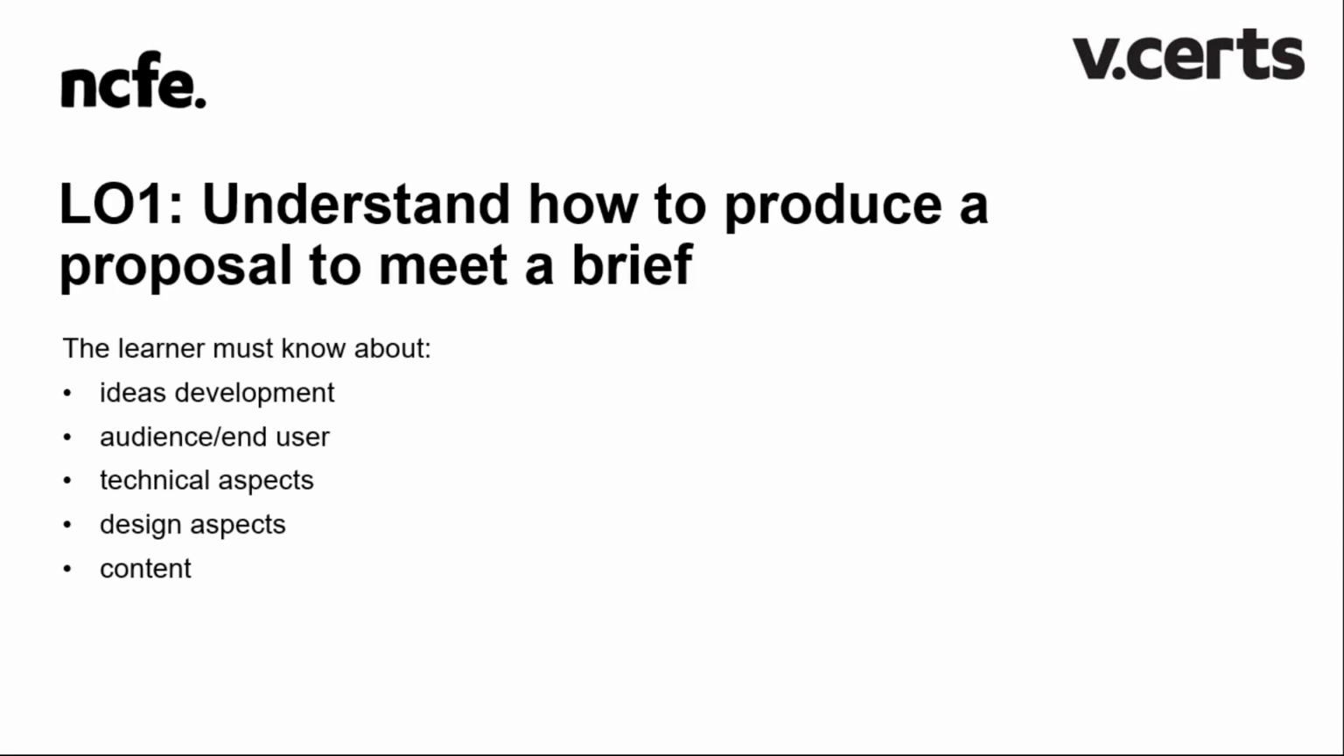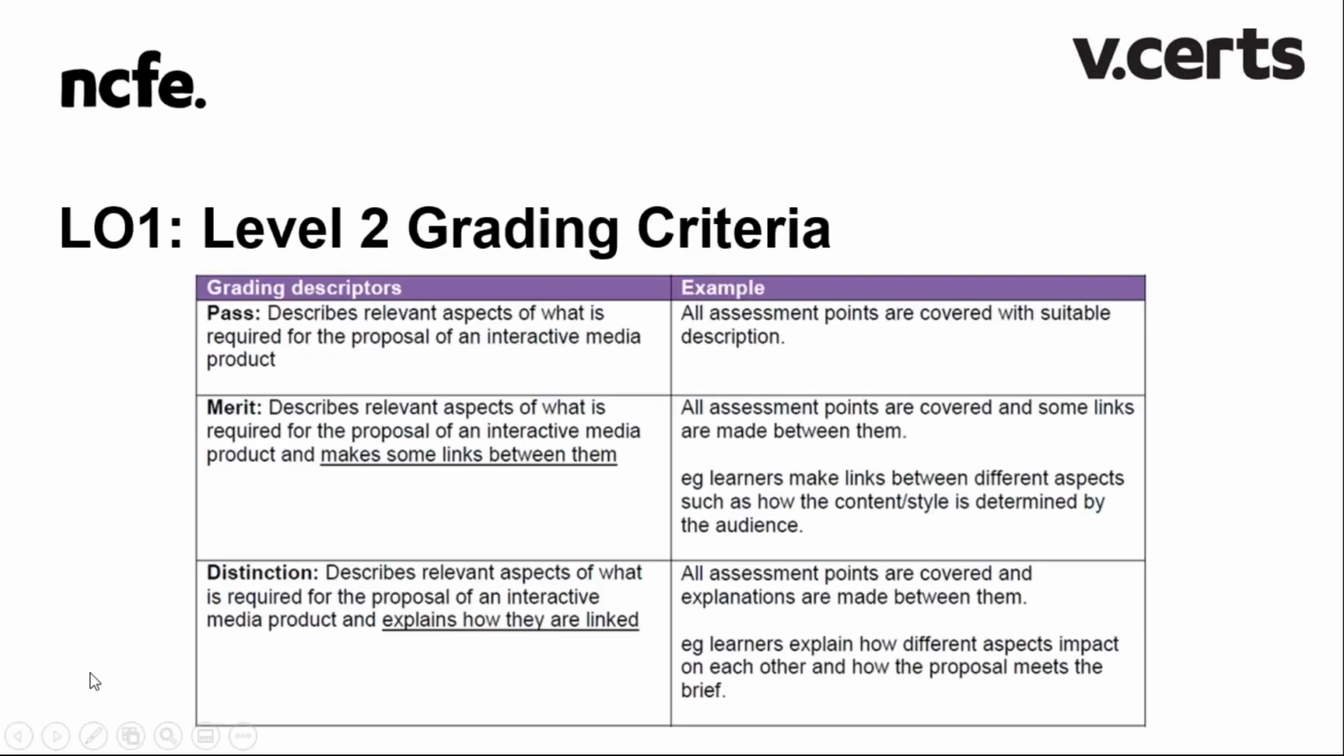And it's these assessment points, these bullets, that need to be evidenced in the assessment evidence for learning outcome 1. So here we can see the level 2 assessment criteria, and it's good to mention here that the focus of assessment is learners' understanding of what is required in a proposal. So they won't actually create a proposal at this stage, as this is covered in the evidence required for learning outcome 2. So at a pass level, they need to describe each assessment point.